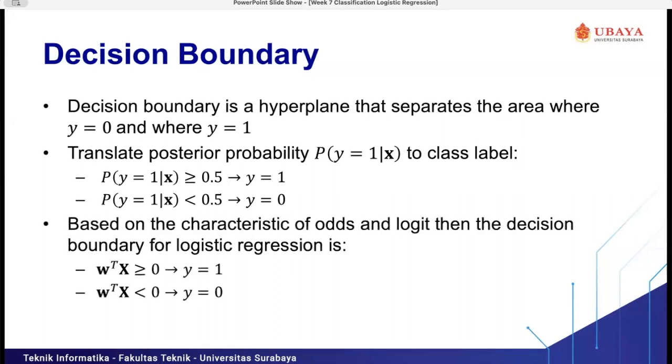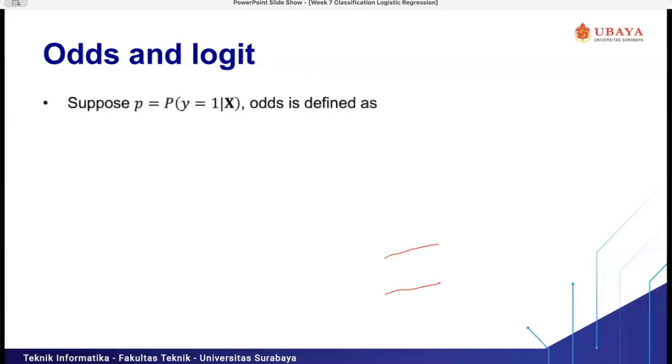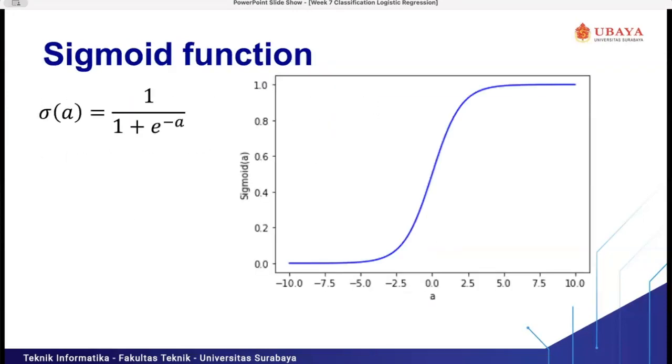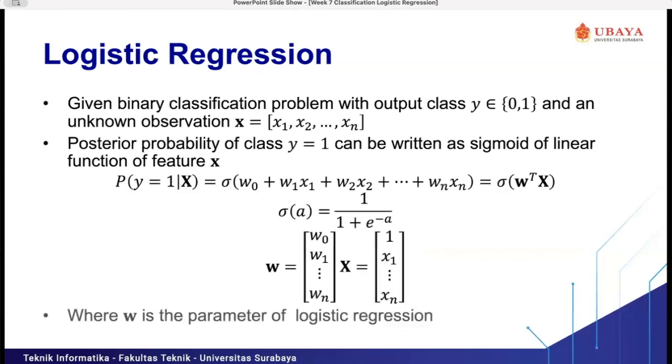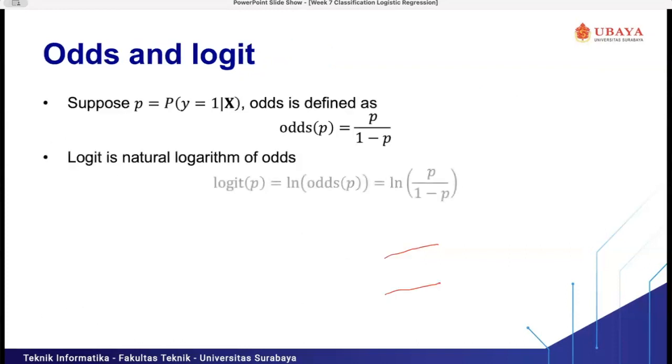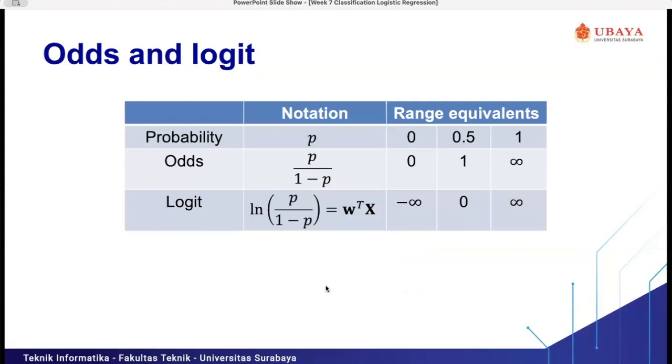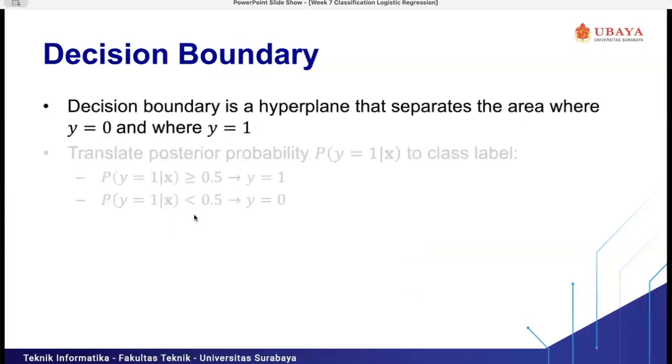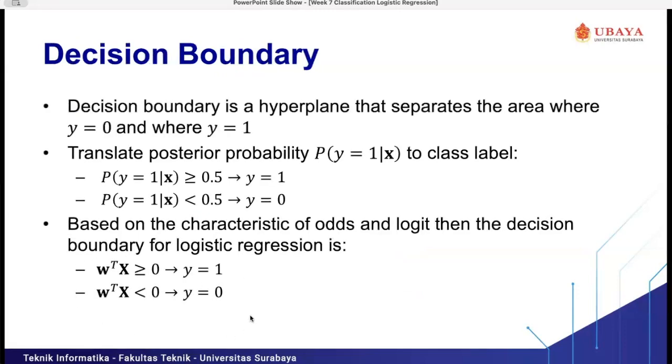Based on the characteristics of odds and logit, the decision boundary for logistic regression is W transpose X greater than or equal to 0, and then the output will be 1. Because in logistic regression, the decision boundary is based on the logit function. So we use the decision boundary in logistic regression with the logit function. The output will be like this.